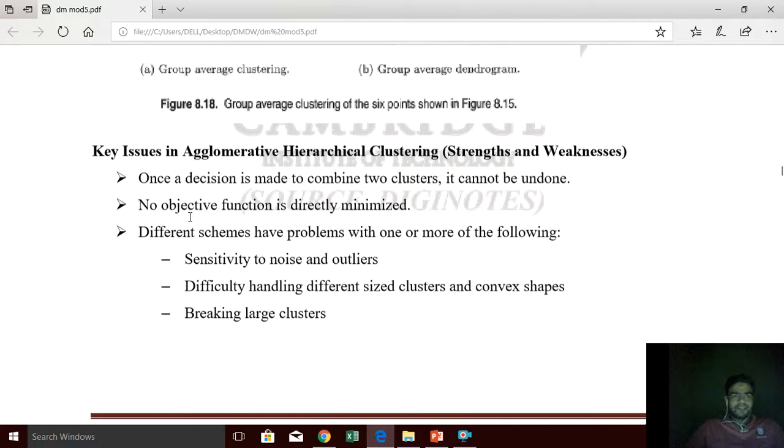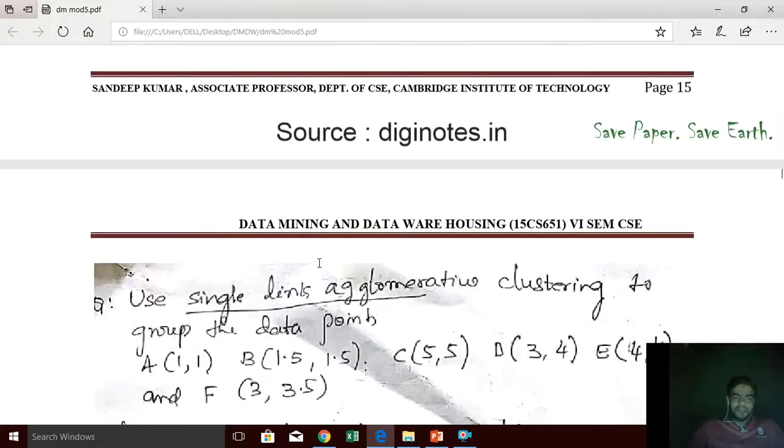Once a decision is made to combine two clusters, it cannot be undone. No objective function is directly minimized. Different schemes have problems with one or more of the following. It is sensitive to noise and outliers. Agglomerative hierarchical clustering is very sensitive to noise and outliers. The points which are near the cluster also create problems. There is difficulty handling clusters of different sizes and convex shapes. When the clusters are of different sizes, it is difficult to handle them, and convex-shaped clusters are also difficult to handle. Breaking large clusters is also a problem with the agglomerative algorithm.